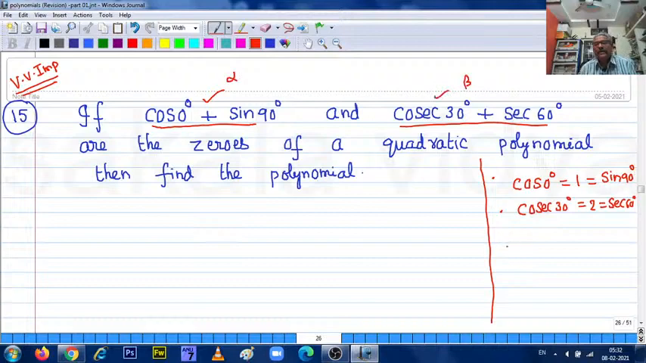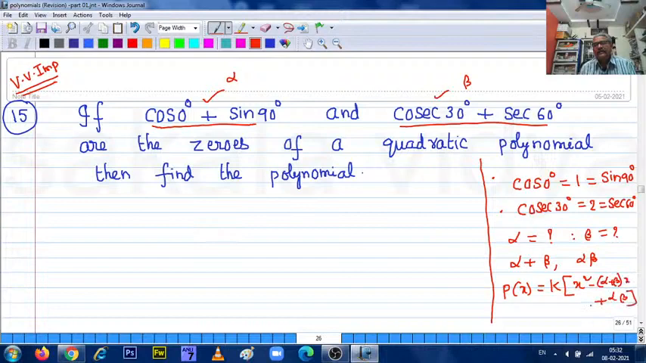First let us find out alpha value. Next step, the beta value we need to find out. After that, find alpha plus beta and alpha beta. Then P of x is given by k times x square minus (alpha plus beta) into x plus alpha beta. Then we get the answer. So let us do it now.